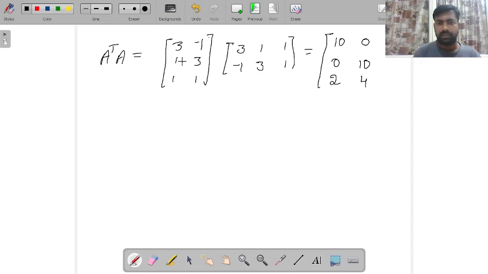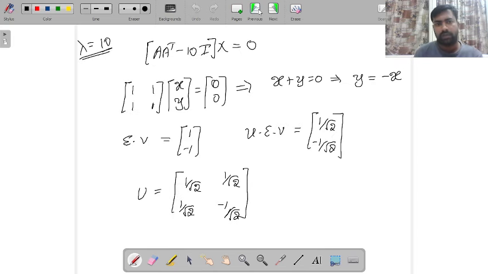And the next, sum of these two columns, 1 times first column plus 1 times the second column. So this is 2 4 2. So this is what A transpose into A. Now we need to find eigenvalues of A transpose into A. So for that, let me write the characteristic equation: determinant of A transpose A minus lambda times identity equal to 0.